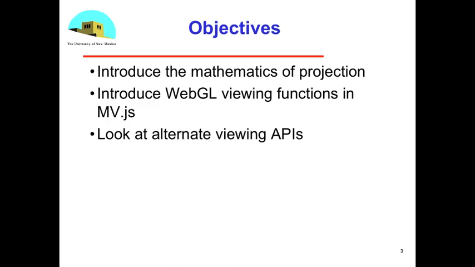But by using these viewing functions in MV.js, we'll be able to specify them in terms of parameters that make sense in the application without having to go into great detail through the mathematics, although we'll see in these two lectures just a little of the mathematics for the simple cases. And I'll also look briefly at some other ways of getting an application programming interface to how we do the viewing.